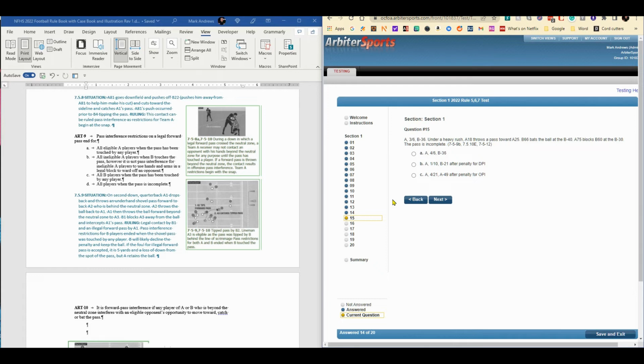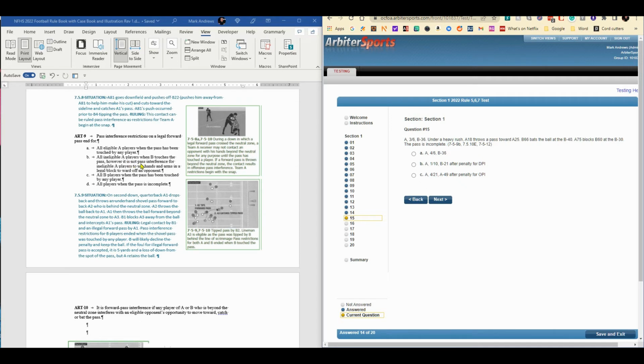We've got a bat behind the line of scrimmage by B66, and we also have to consider whether B60's actions constitute pass interference. So the rule references 7-5-9-B. We've already seen this one. Pass interference restrictions on a legal forward pass end for all ineligible A players when B touches the pass. However, it is not pass interference for ineligible A players to use hands.